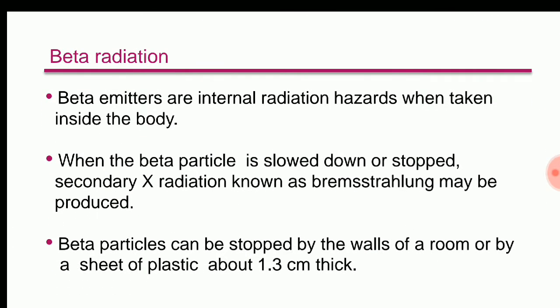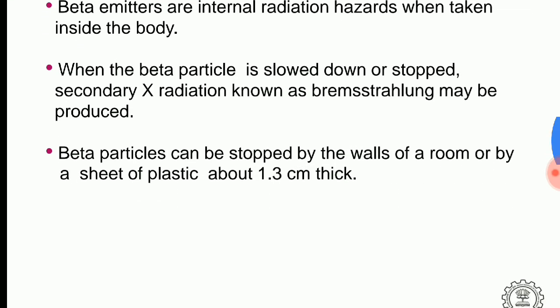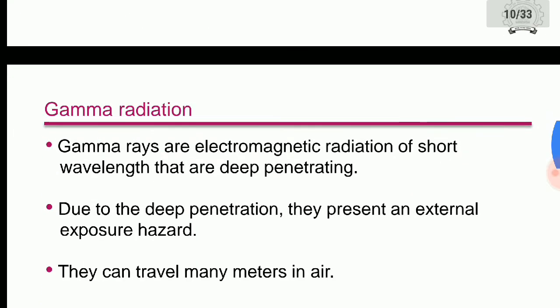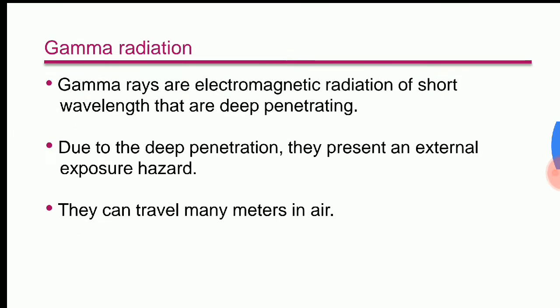Beta emitters are an internal radiation hazard when taken inside the body. When the beta particle is slowed down and stopped, secondary radiation known as bremsstrahlung may be produced. Beta particles can be stopped by the walls of a room or by a sheet of plastic about 1.3 centimeters thick. Everyone should make notes and note down everything.